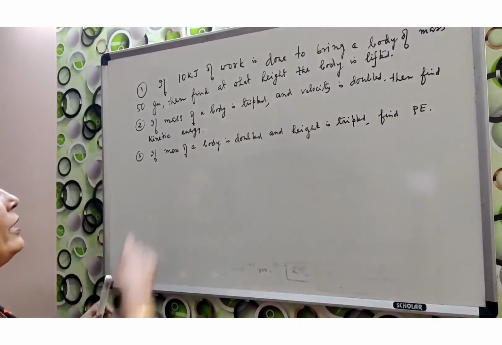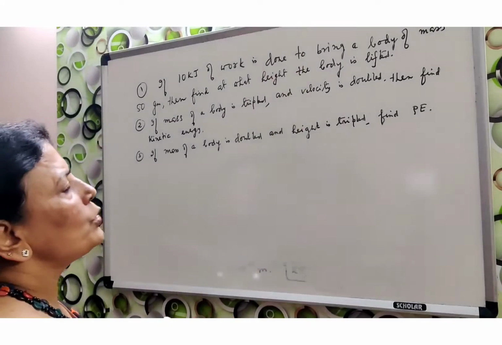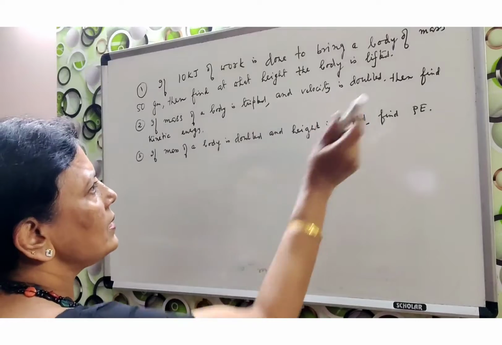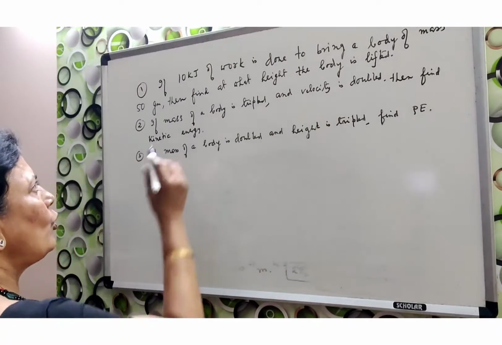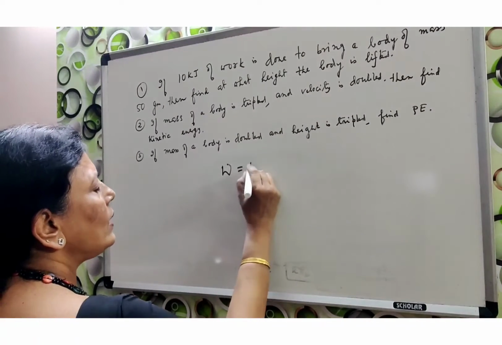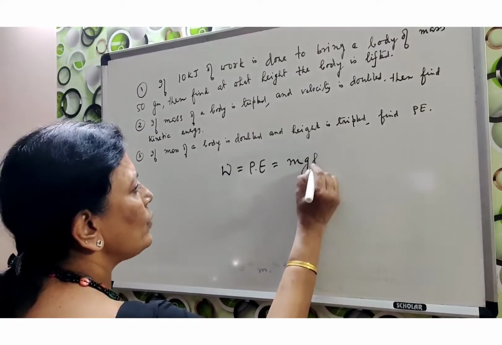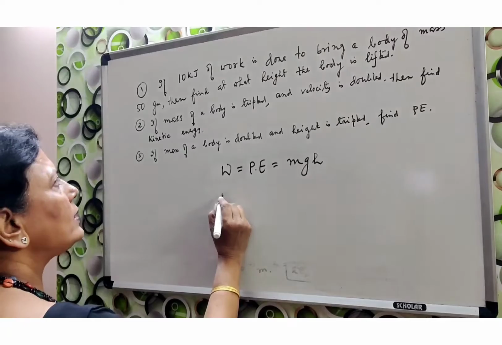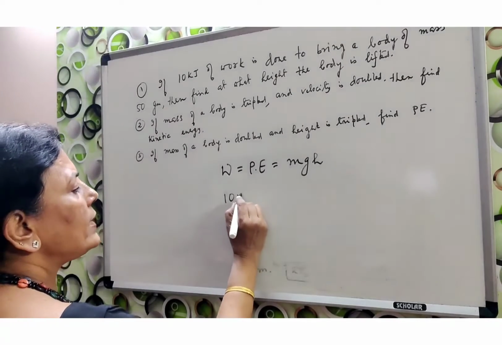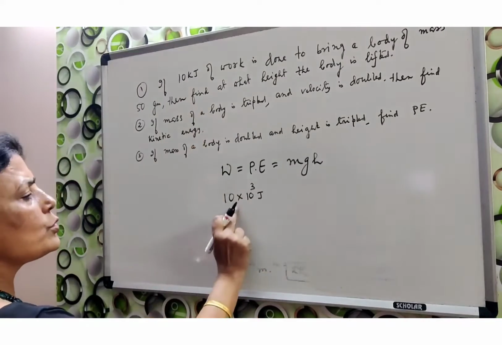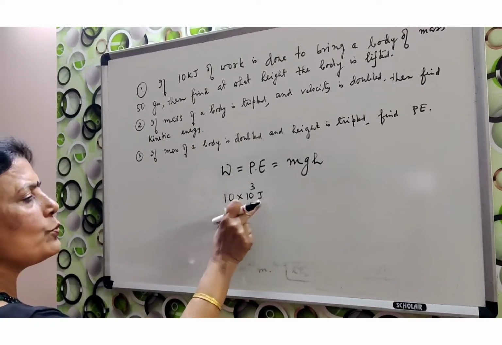Problem number 1: if 10 kilojoule of work is done to lift a body of mass 50 gram, find at what height the body is lifted. Here work done is equal to potential energy, which is m into g into h. It is given that work done is 10 kilojoule, so 10 into 10 to the power 3 joules. Since kilojoule is not an SI unit, we have to convert it into SI unit.